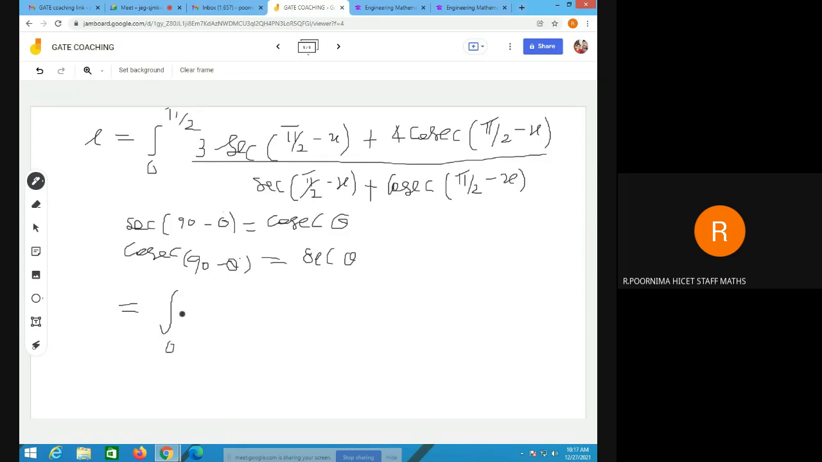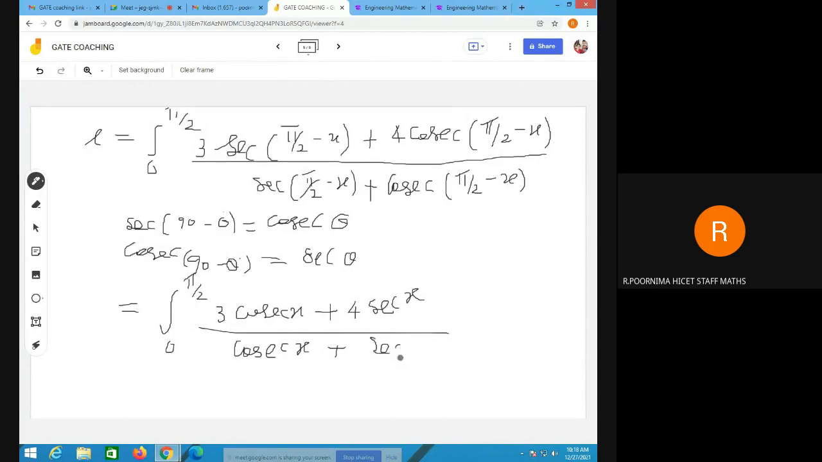Integral 0 to pi by 2, 3 cosecant x, because secant of pi by 2 minus x becomes cosecant x, plus 4 secant x, because cosecant of pi by 2 minus x is secant x, divided by cosecant x plus secant x, into dx. So here also you can put dx.